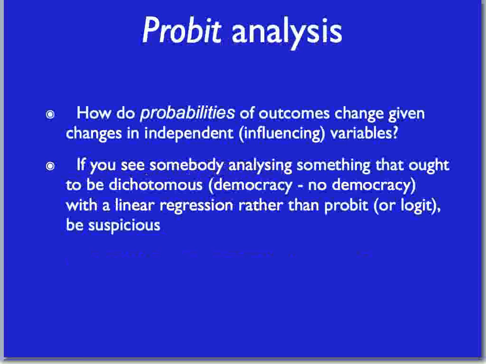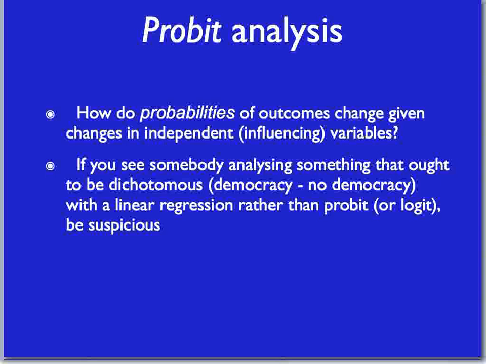One way that people deal with that problem of how do you do a statistical analysis of an outcome that can only be 0 or 1 is to do something called a probit analysis. You don't need to know anything about how this works. Just know that what it does is measure how the probabilities of outcomes change given changes in the independent or influencing variables. And this is the kind of analysis that Jaworski and Lemonnier do.